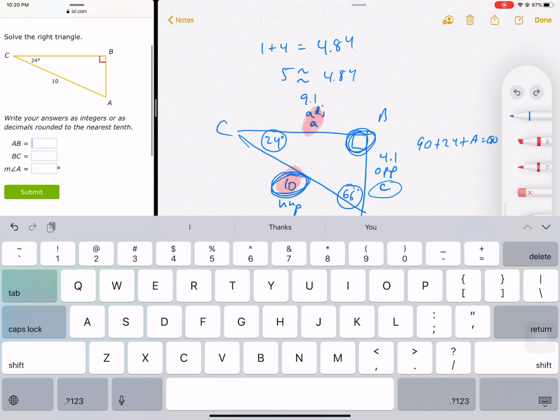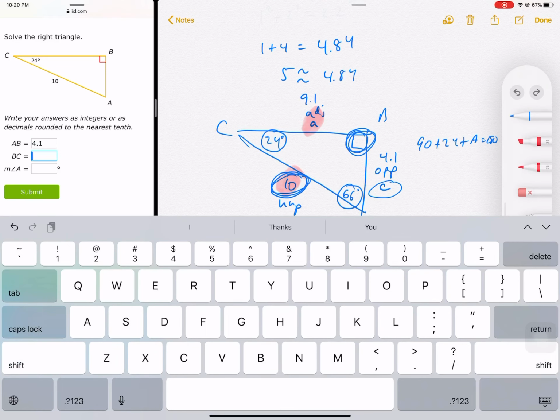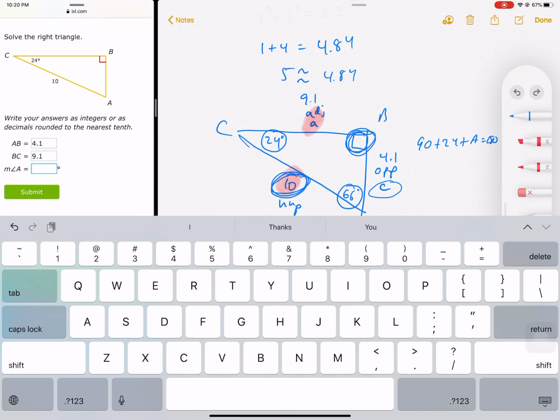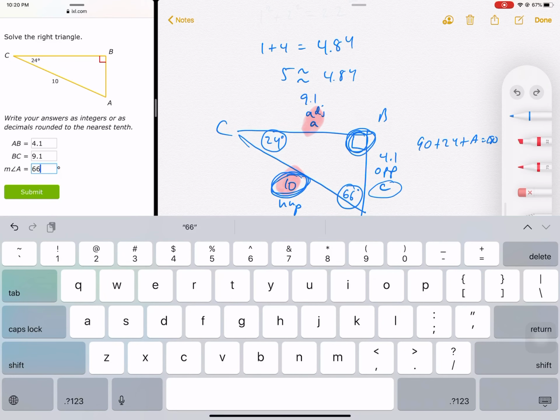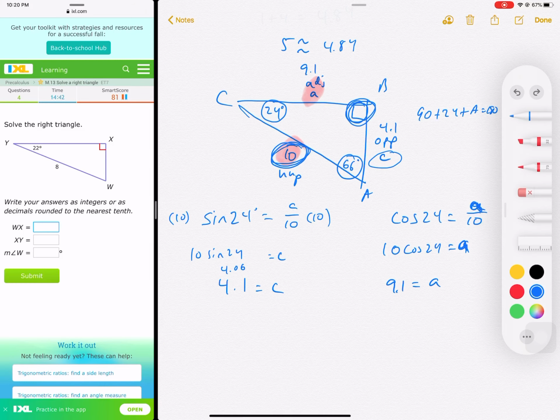Okay, let's go ahead and plug in our answers and see how we did. AB, which is the right side, we're going to write 4.1 here. BC, it's the top side, we're going to write 9.1. And our missing angle is 66. Hopefully we wrote everything correctly. Terrific. All right, and we're at 80 now. Cool. Hopefully that's helpful. Let me know if you need more help.